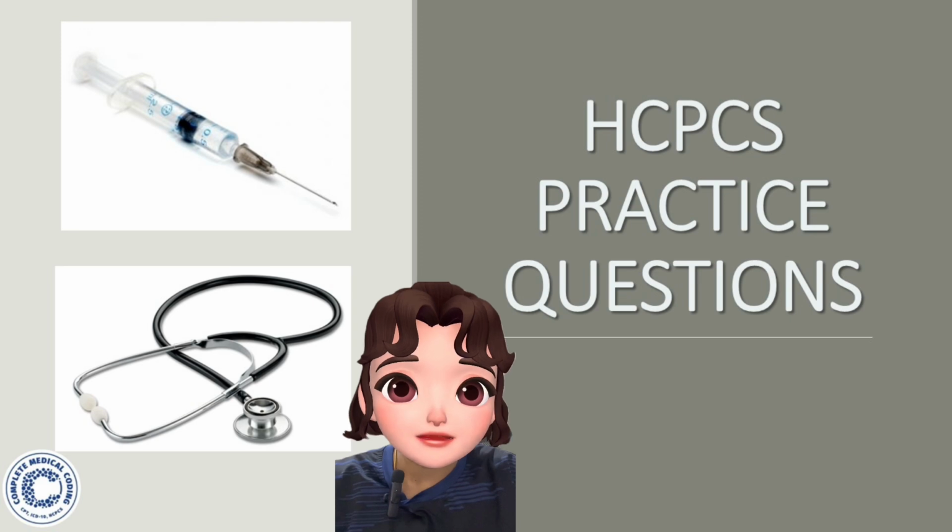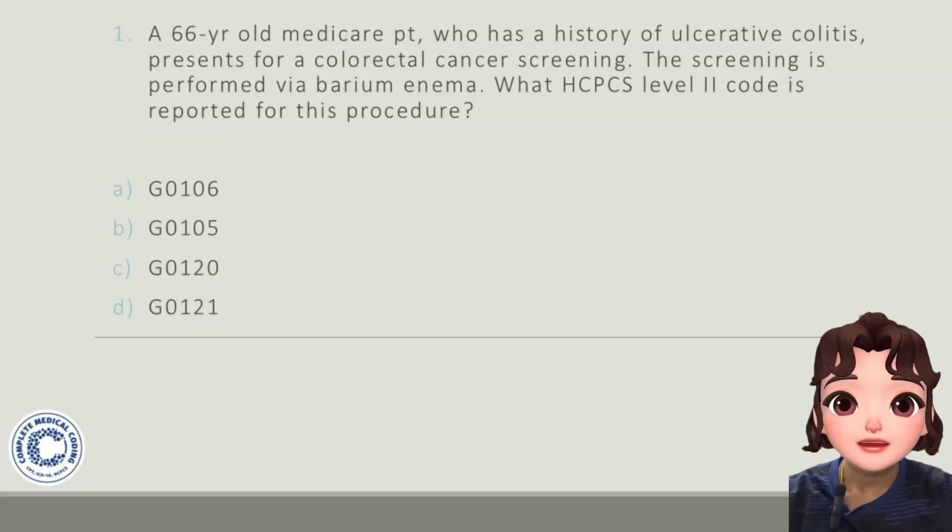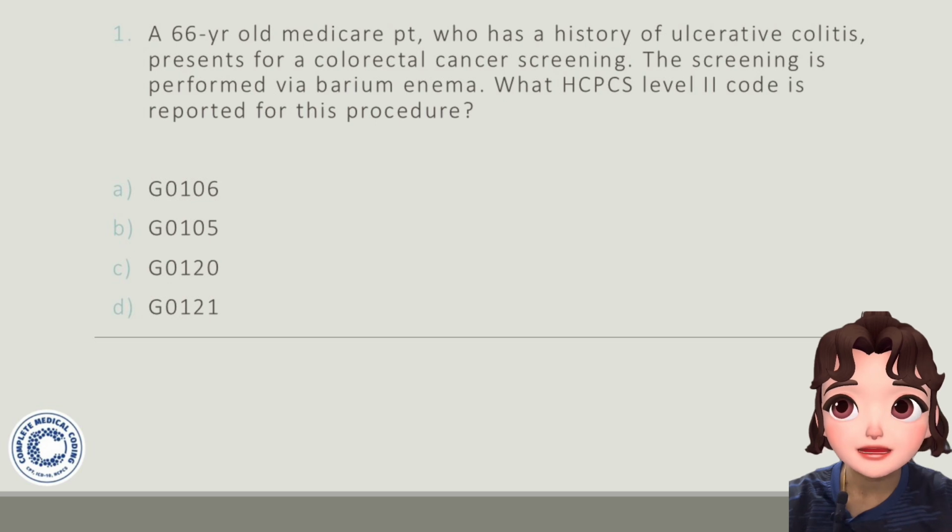So let's have a look into each and every question one by one. Let's move to the first question. A 66-year-old Medicare patient who has a history of ulcerative colitis presents for a colorectal cancer screening. The screening is performed via barium enema. What HCPCS level 2 code is reported for this procedure?